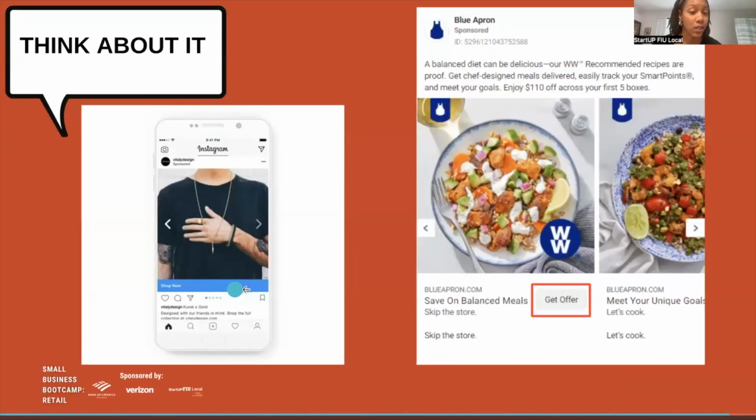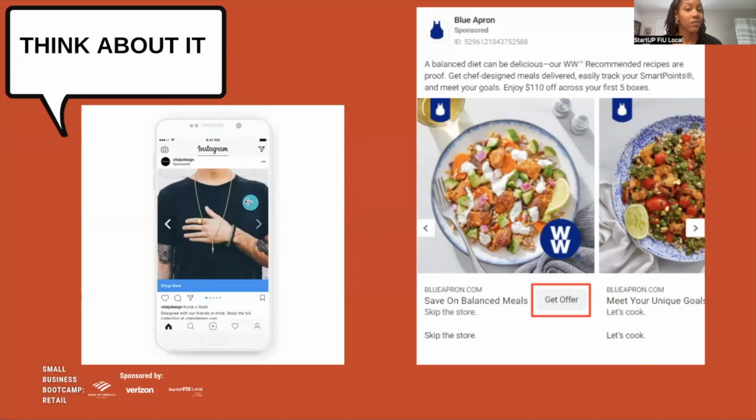So here are 2 examples of some messaging. The first is a chain, a jewelry company, and the paid ad says, "Design with our friends in mind, shop the full collection." It's not great. They're not giving any information around the product. There's not really a call to their specific audience.